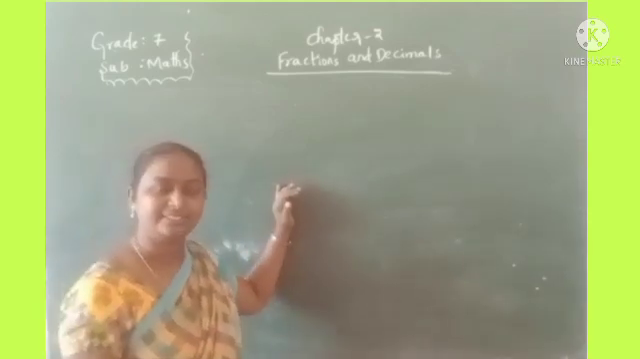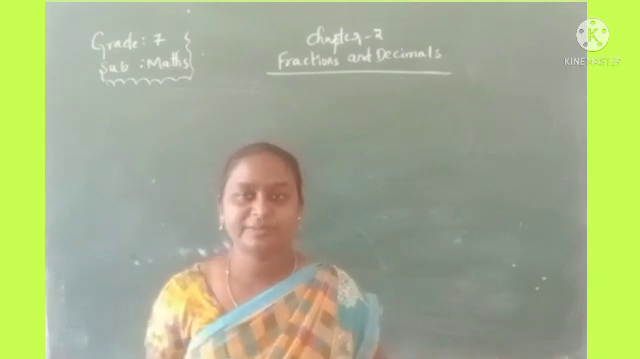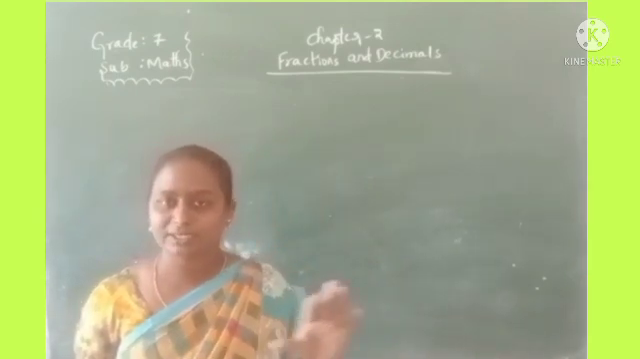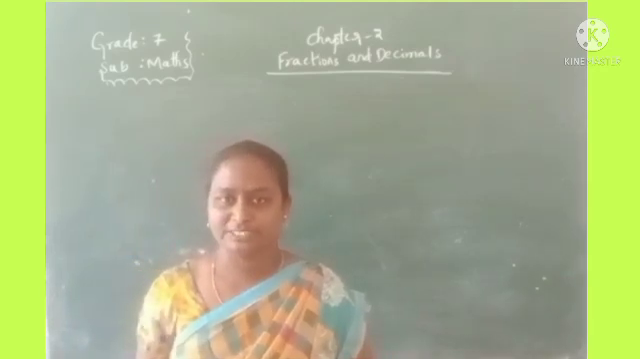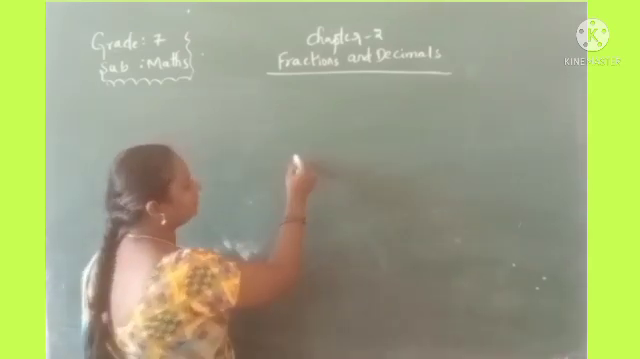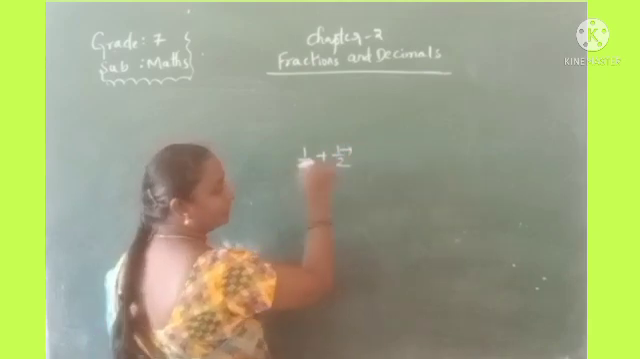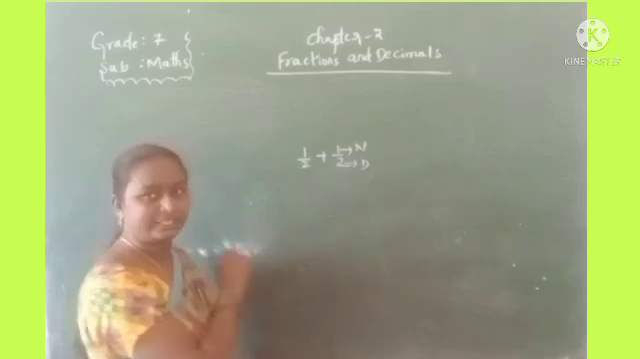So until then you have learned fractions. What is a fraction? A fraction is a number representing a part of a whole, that may be a single object or a group of objects. And how to add fractions? Suppose 1 by 2 is a fraction. The part above the line is called the numerator and the part below the line is called the denominator.